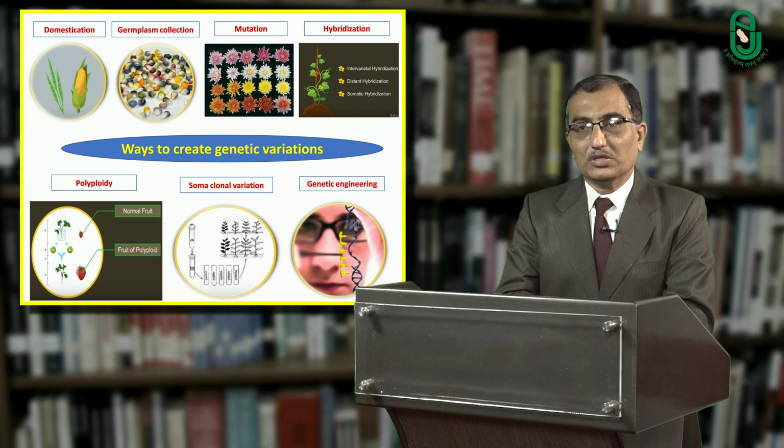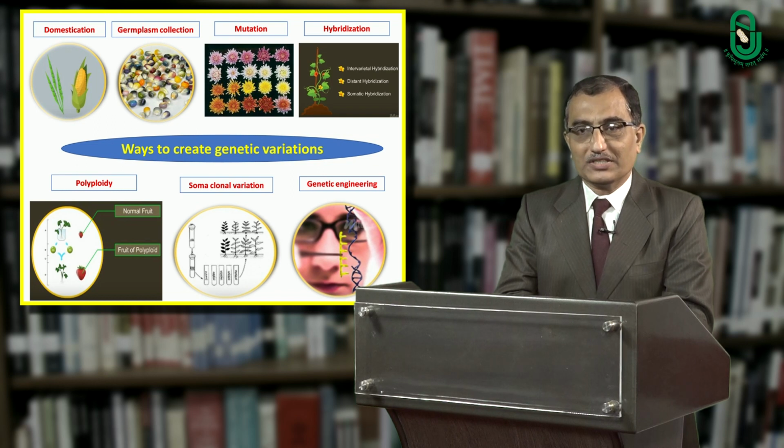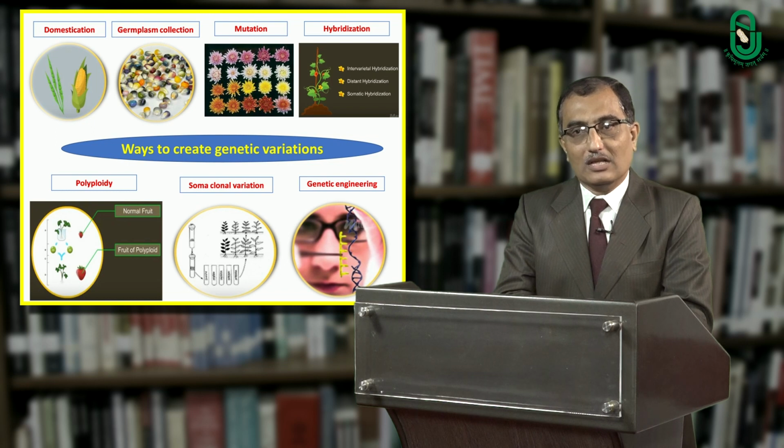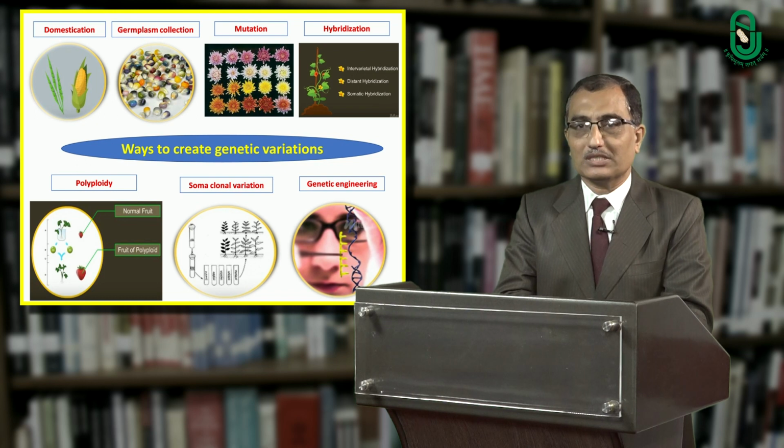What are the different ways to create genetic variations? There are two important ways. One is domestication and germplasm collection. These are the naturally available variations for plant breeders. Other means of variation are available, but they have to be created by human beings. For example, mutation breeding, hybridization, polyploid breeding, somaclonal variations, and recently genetic engineering are the ways and means to create genetic variations in a particular crop species if these variations are not existing in the available species.